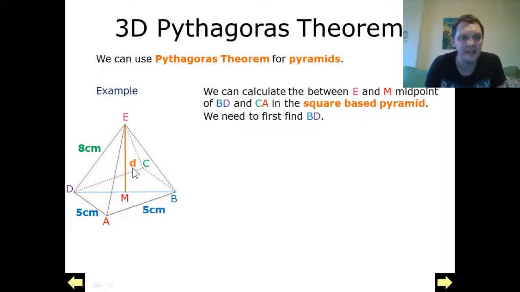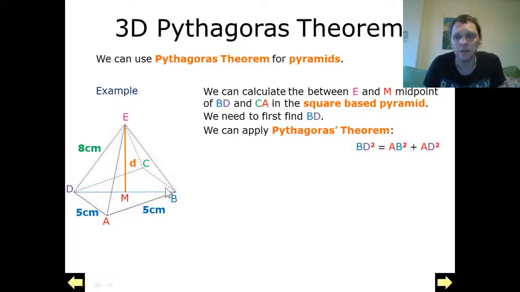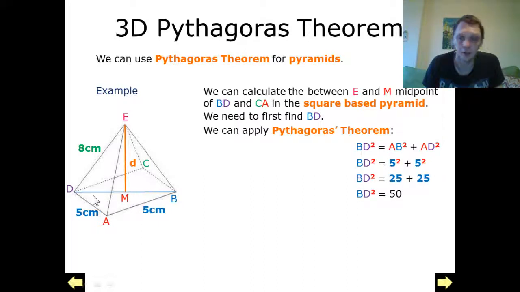So first of all, we need to find the length of BD, this line going across the diagonal. Applying Pythagoras theorem, I've got 5 squared plus 5 squared, which is going to give me the square of this. So 25 plus 25, so BD squared equals 50, which is this length here. So the square root of this is 7.07 to 2 decimal places.